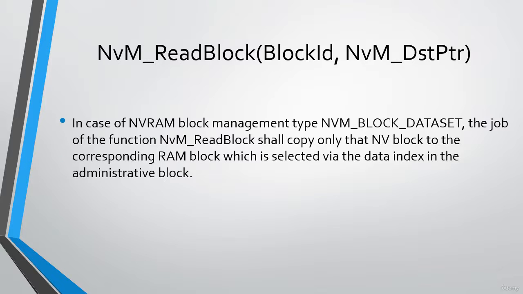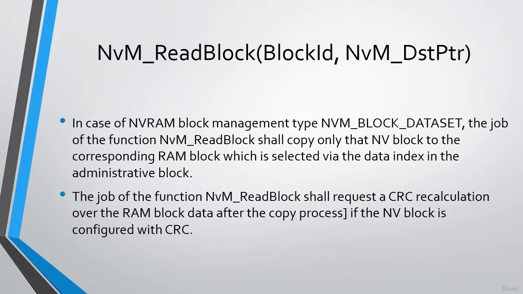Now in case of NV RAM block management type dataset, the job of the function NVM read block shall copy only the NV block to the corresponding RAM block, which is selected by the data index. As you know, in the case of dataset, we have multiple blocks arranged in a sequential fashion. So if we try to do this NVM read block operation on a dataset, it will read that block which is corresponding to the currently set dataset index. Okay, so only that block will be read.